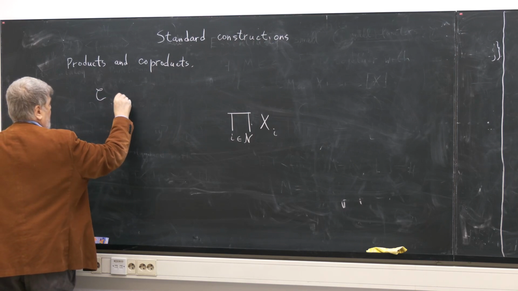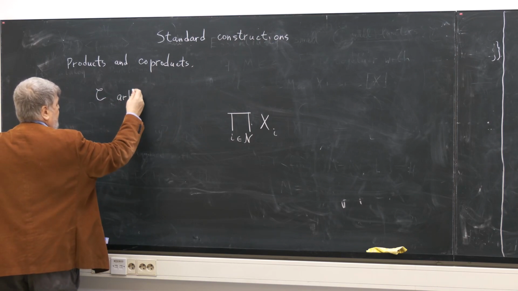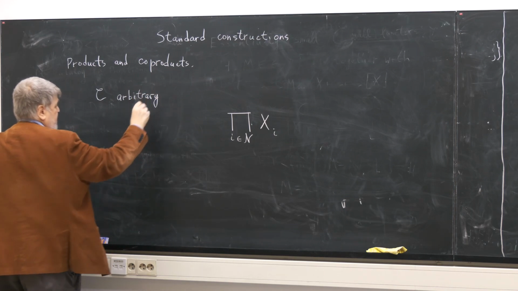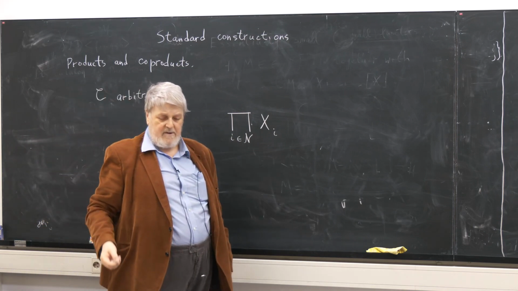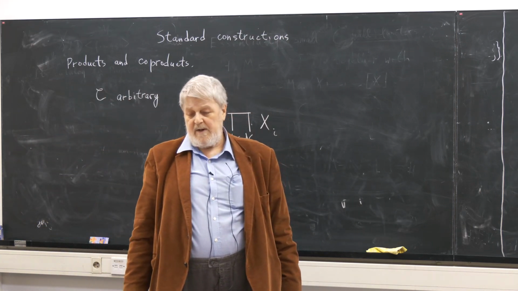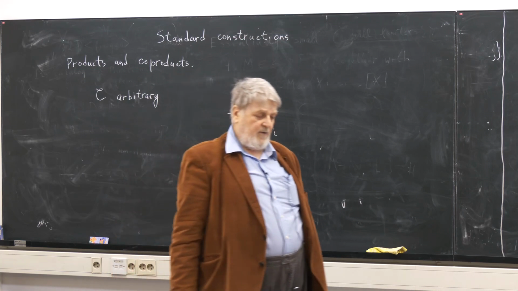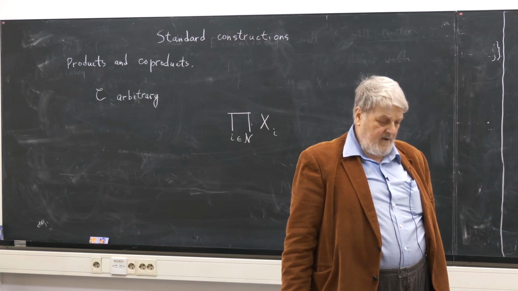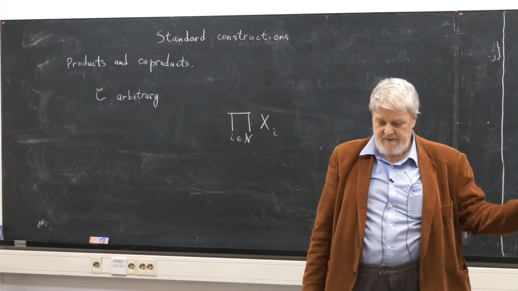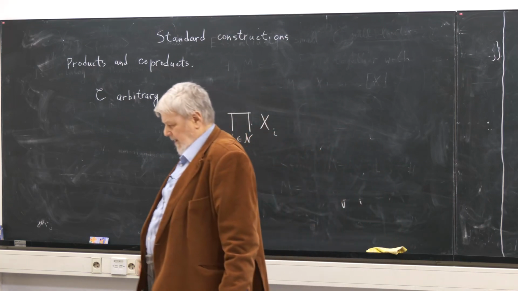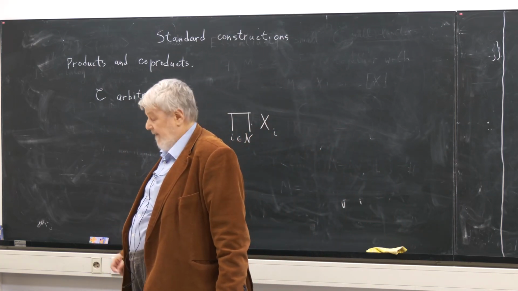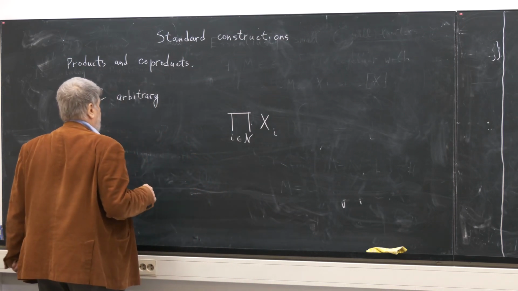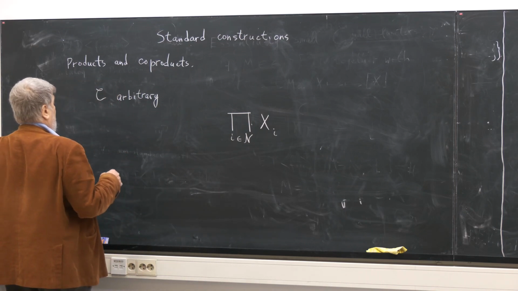So C, we have two categories here. C quite arbitrary, but of course, as I hope everybody here knows, I don't claim at all that all the products exist in all the categories. It is quite useful to run through the categories you know and to think which of them admit products and which don't. So here C is arbitrary.